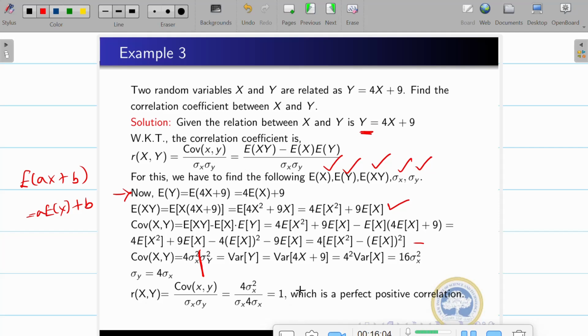We know that if it is 1, it is called perfect positive correlation. If it is minus 1, perfect negative correlation. So when you get a relation like in this problem, you have to go this way of converting everything into a single variable and then complete your problem with the same variable.